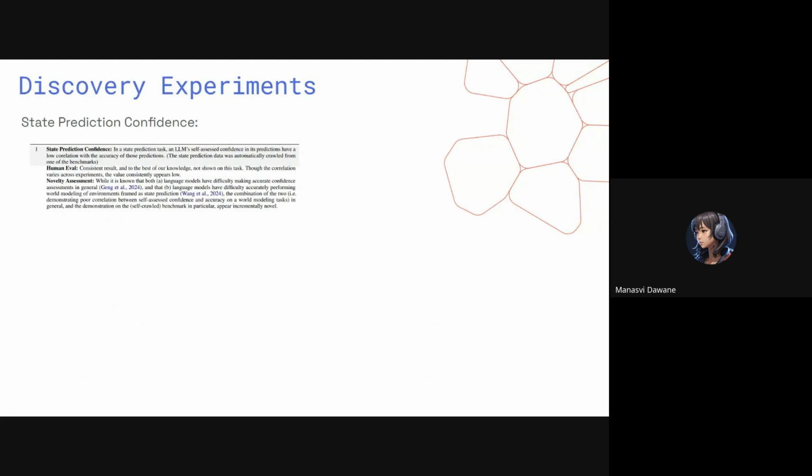I'm going to explain one of the examples from the candidate discoveries. One of the ideas generated by CodeScientist was state prediction confidence. In this, they were looking at the AI's confidence in how well it would predict what would happen in a virtual world, how accurate those predictions were, and how the confidence matches reality. What they found was that the correlation was low. Basically, the AI was very good, but it was not sure when it was right or wrong. It thought it was right when it was wrong, and vice versa. So it is a little bit of a concern for trustworthiness here.